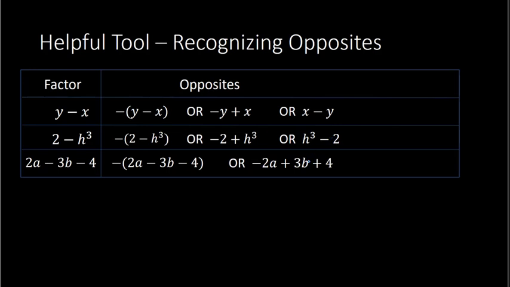And we can rearrange this if we want. We could put the 3b first, and then the minus 2a, and then the plus 4. So this is all the same thing, and these are all opposites of 2a minus 3b minus 4. Now this will come into play as we get into some more difficult questions with factoring by grouping.